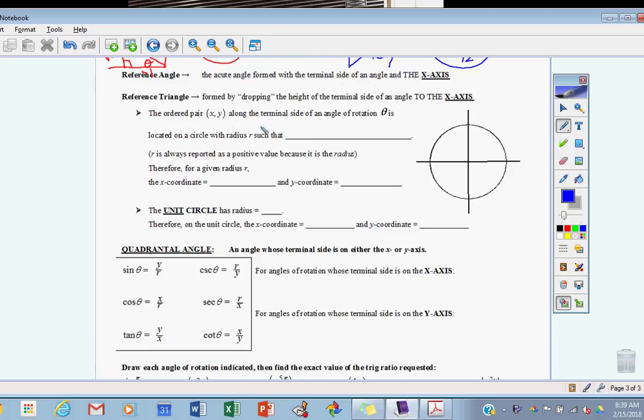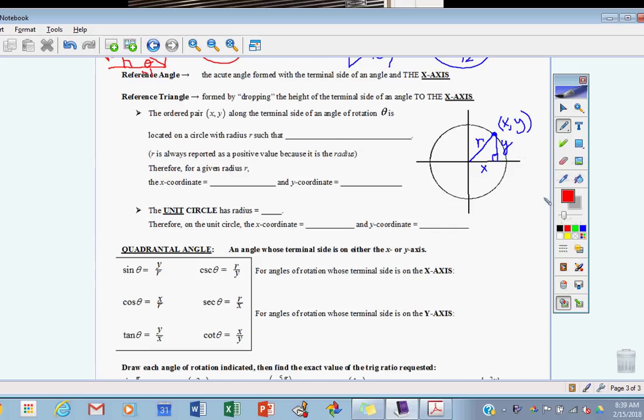An ordered pair (x, y) along the terminal side of an angle of rotation theta is located on a circle with radius r. Let's just think first quadrant right now. If I have an ordered pair (x, y) and I extend this out, that's obviously the radius of the circle. But when I drop this down here, we have to think about how we got to that point. What did we do? We went right x, we went up y.